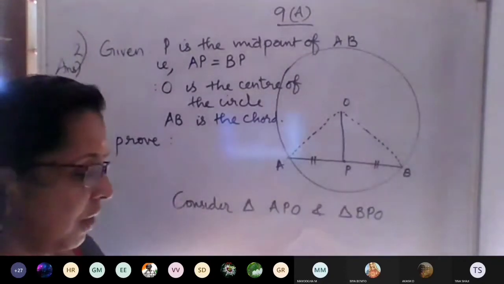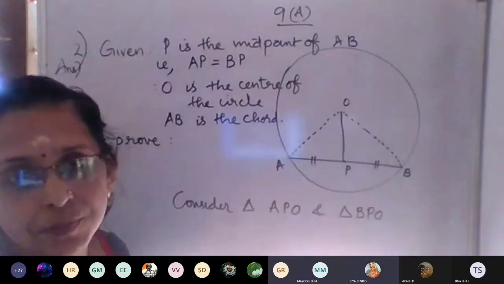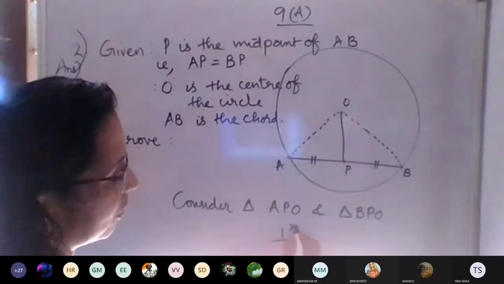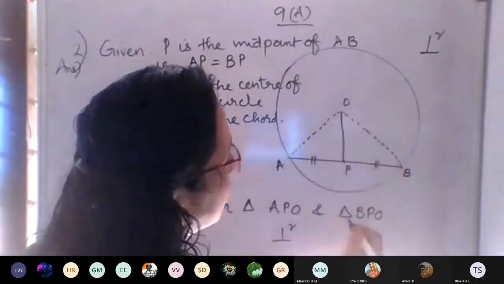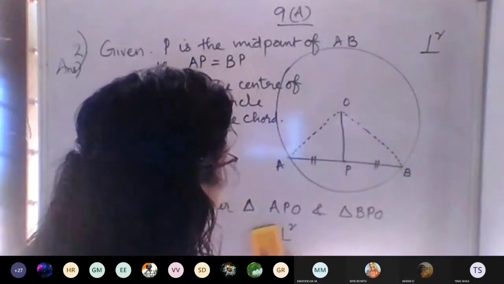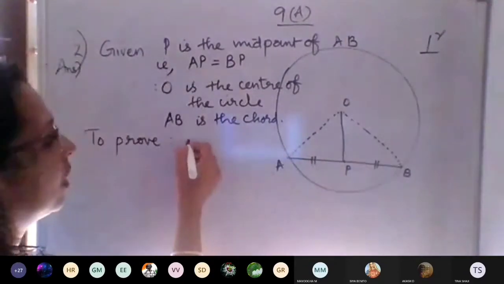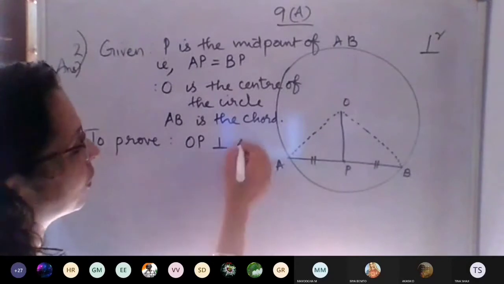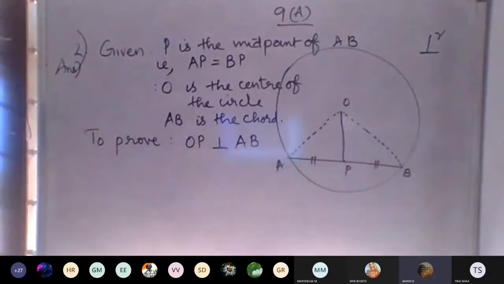Show that OP is perpendicular to AB. I told you yesterday about the short form of perpendicular. Instead of writing the full word, we can write the symbol. We have to prove OP is perpendicular to AB.